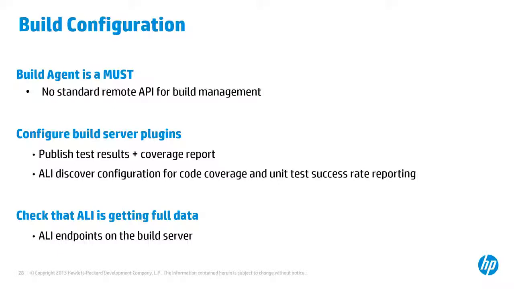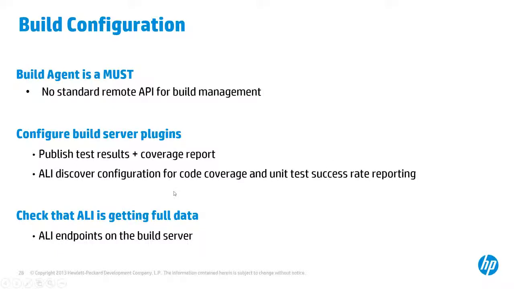ALI reads more than basic meta information about builds. I mean information about test results and coverage, but to have this information correctly propagated, please make sure that your build server understands it. So in Jenkins, please use plugins which publish unit test results and coverage reports. It means that Jenkins is then aware of this information, and so is ALI, and it can read the information and send it to the ALM server.